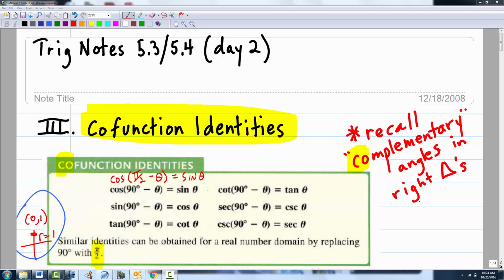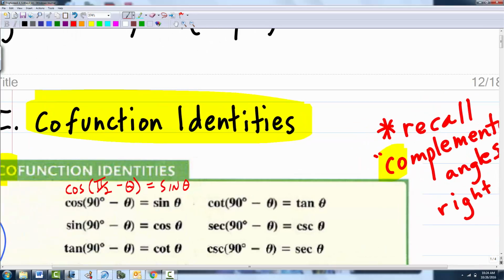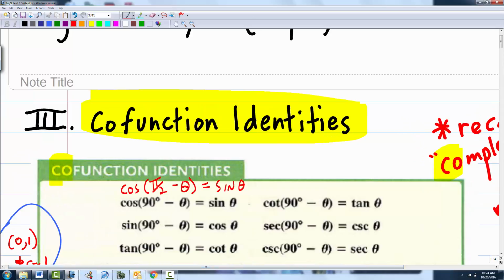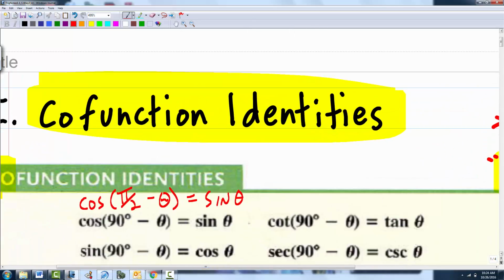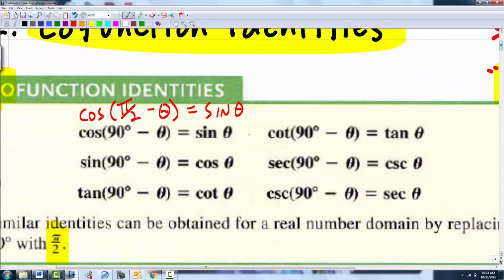This is 5354 day 2. You've actually had these already. We've done these and tested you on these. I don't think you have to write these, because all it is is the reversal: cosine of 90 minus theta equals sine of theta. Then, of course, sine of 90 minus theta equals cosine of theta. That's all this says. They can be switched.